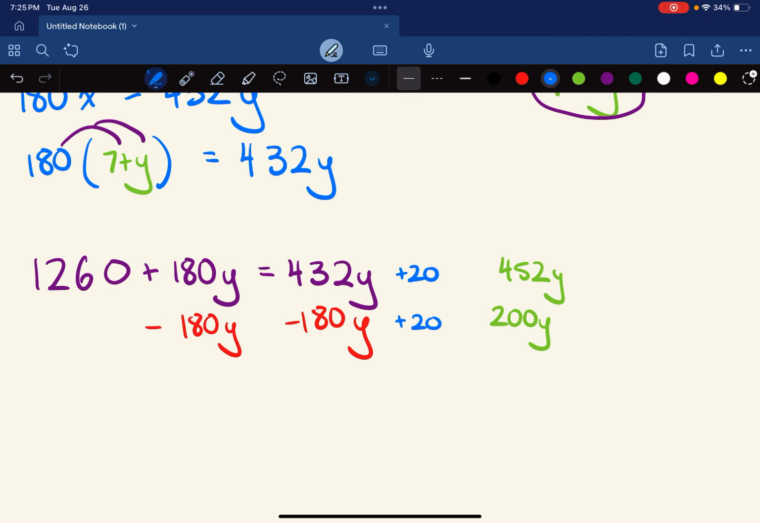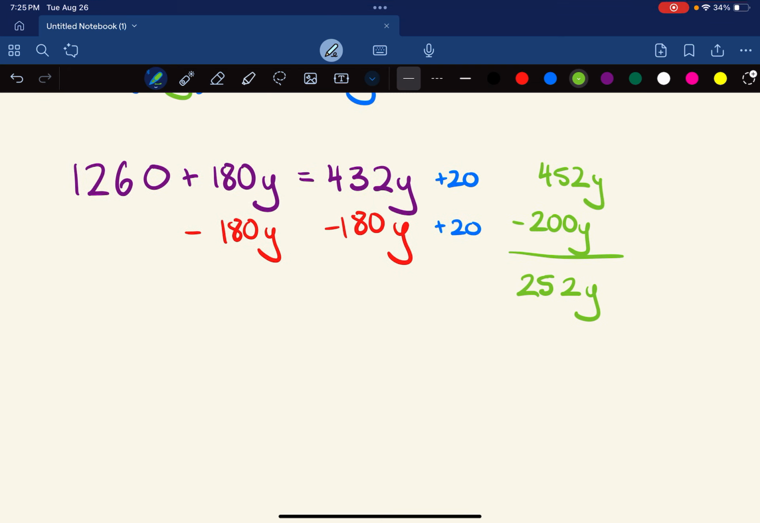I think it is. Okay, so now I can subtract these two, and it's much easier because 2 minus 0 is 2, 5 minus 0 is 5, and 4 minus 2 is 2. It's 252y. Super easy, right? So that means that the left side is 252y, and no, I guess that's the right side.